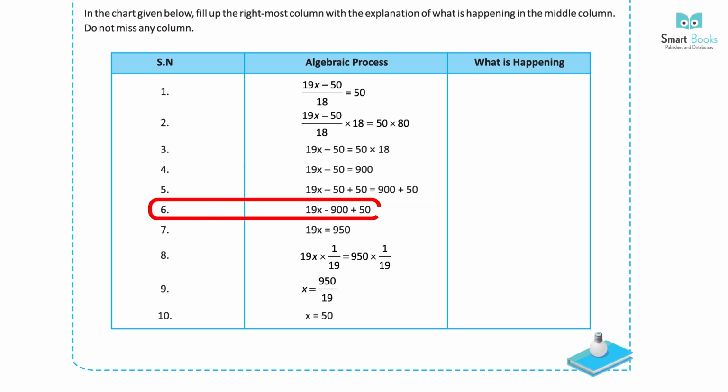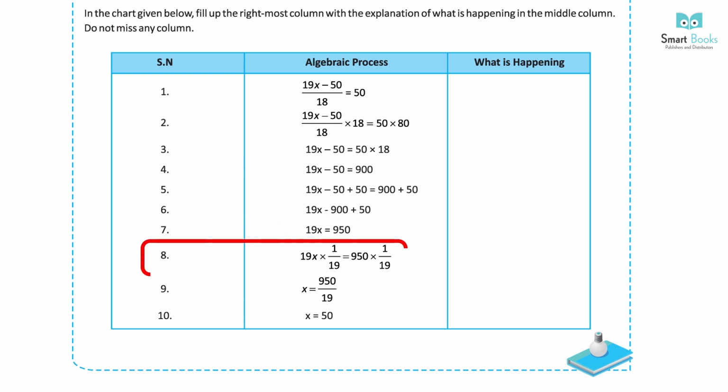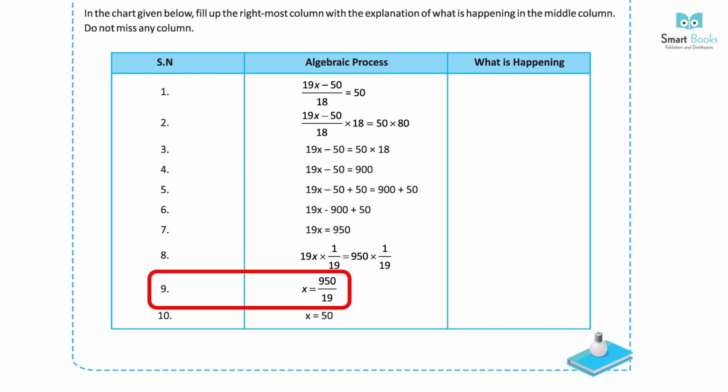Sixth, 19x equals 900 plus 50. Seventh, 19x equals 950. Eighth, 19x into 1 upon 19 equals 950 into 1 upon 19. Ninth, x equals 950 upon 19. 10th, x equals 50.